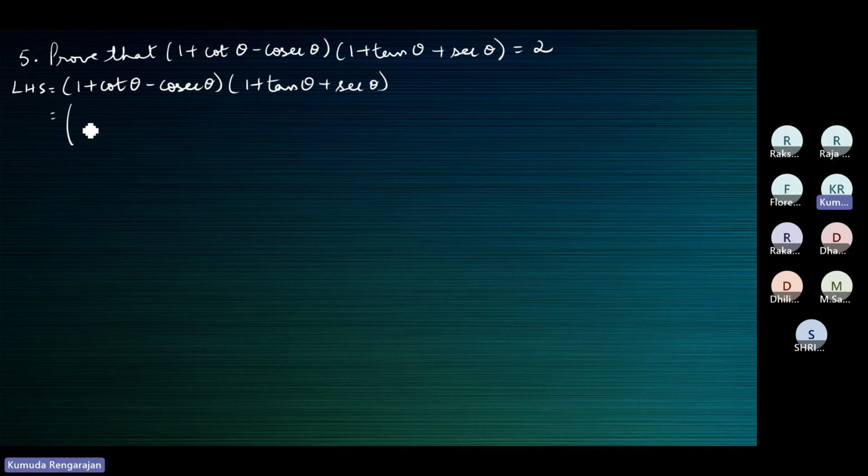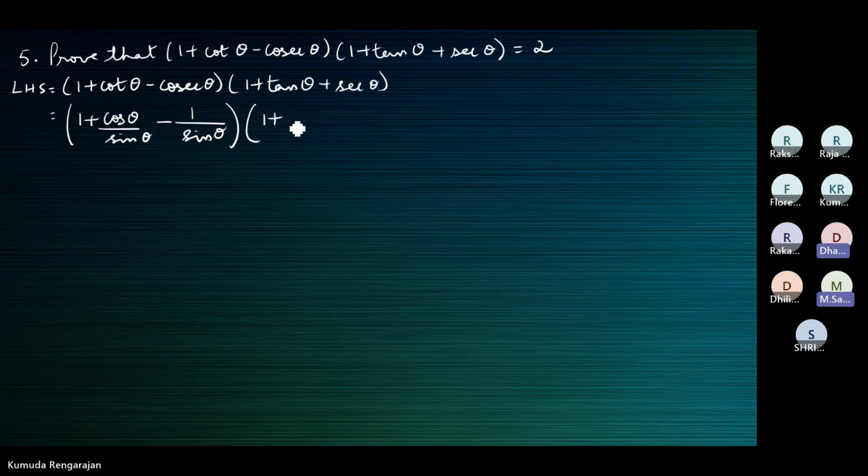Yeah, we'll do this together. So we'll change the ratios to sine and cos. So cot theta is, yes, I want the answers from you, children. Cot theta can be written as cos theta by sin theta, minus cosecant theta, which is 1 by sin theta. Next, 1 plus sin theta by cos theta, minus 1 by cos theta.